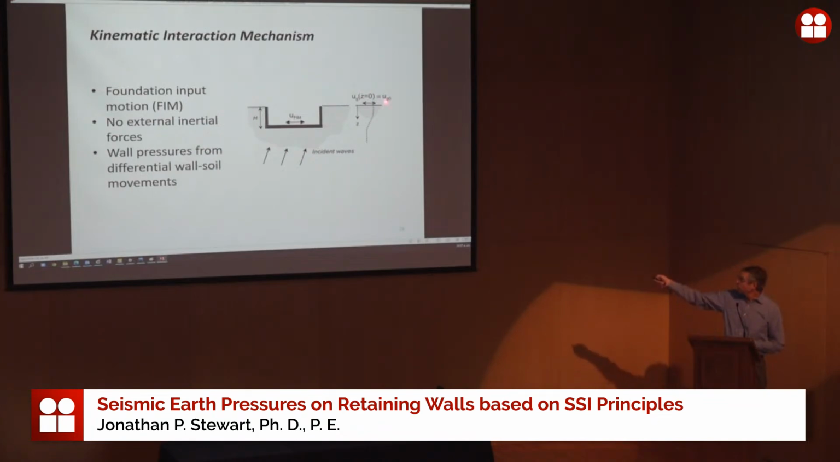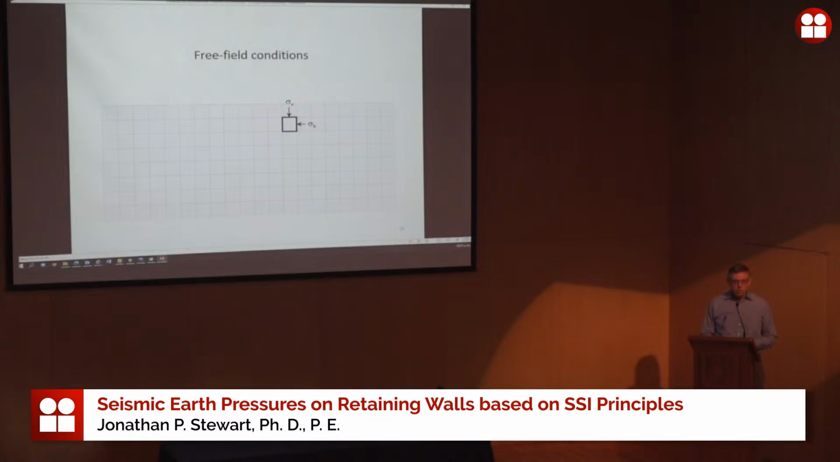Okay, so the classical kinematic problem is how does this motion at the free field compare to this motion in the foundation? And there's been lots of studies that show they're different. The foundation input motion is smaller for various reasons. But you will also tend to get wall pressures that develop if this motion and this motion are very different. Okay, so let's explore that going forward. I'm going to walk you through a series of conceptual drawings here to help us understand what produces pressures under kinematic conditions and what doesn't.